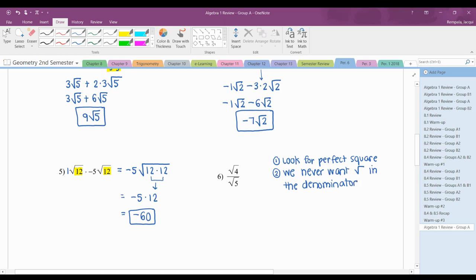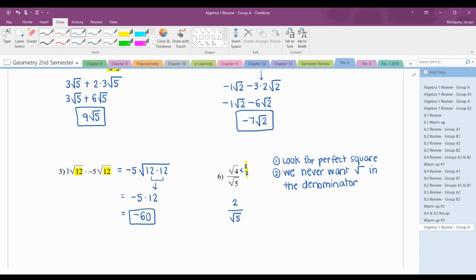So if I look at the square root of 4 divided by the square root of 5, hopefully you notice that 4 is actually a perfect square. Remember, that's 2 times 2. So I do have 2 of the same number. So really, I'm dealing with a 2 in the numerator and a square root of 5 in my denominator. 5 is a prime number. It doesn't have any perfect squares.